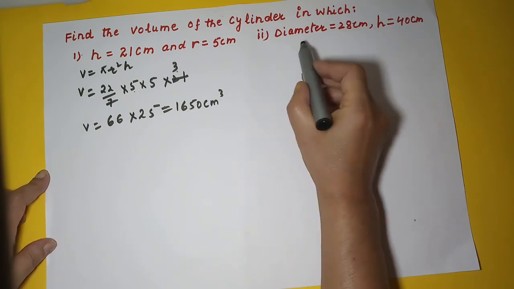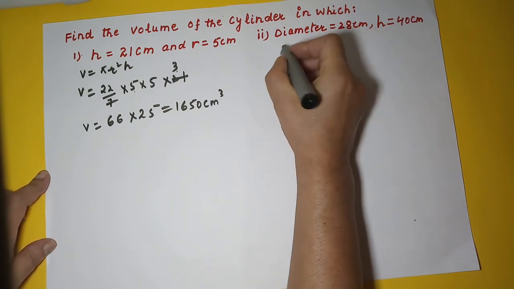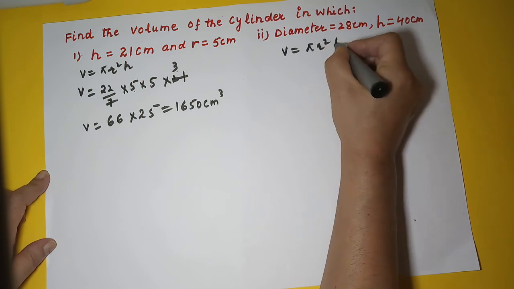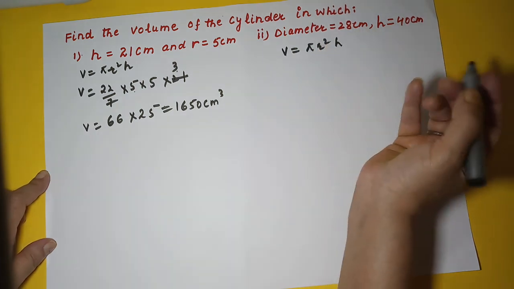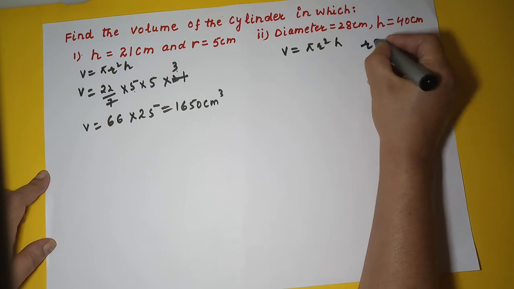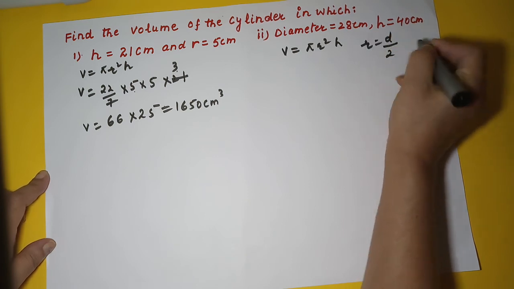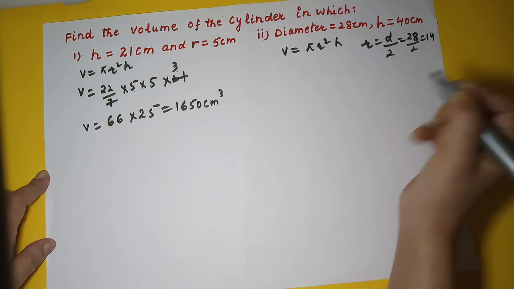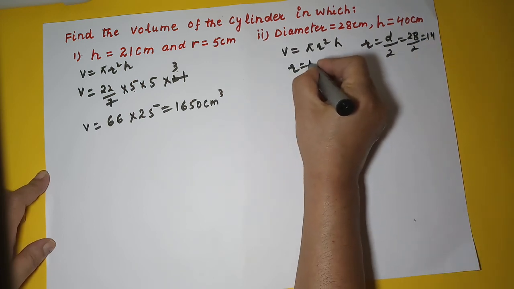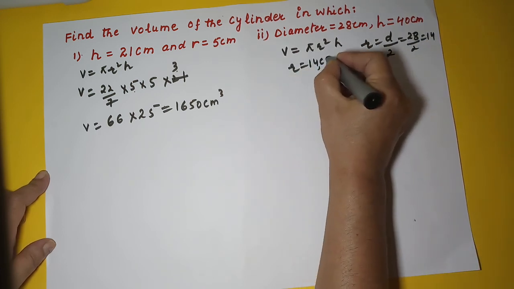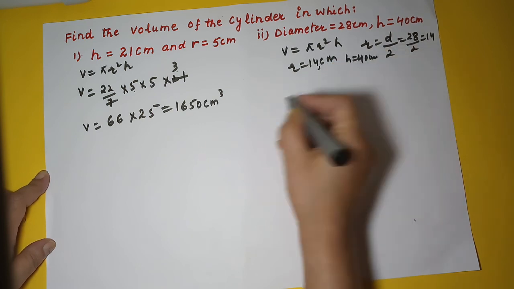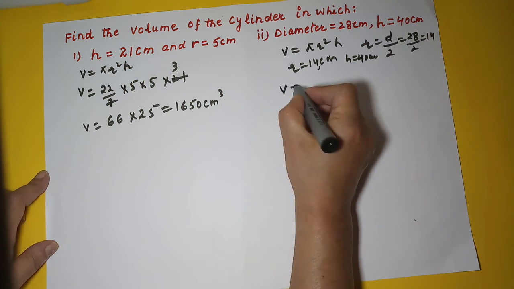Another situation, here the diameter is given, but you know that you don't need diameter, you need radius. So we will calculate the radius out of the diameter. How? We know that radius is equal to diameter upon 2. So 28 upon 2 is 14. So we got our radius as 14 and our H is 40 centimeters. So let's calculate the volume.